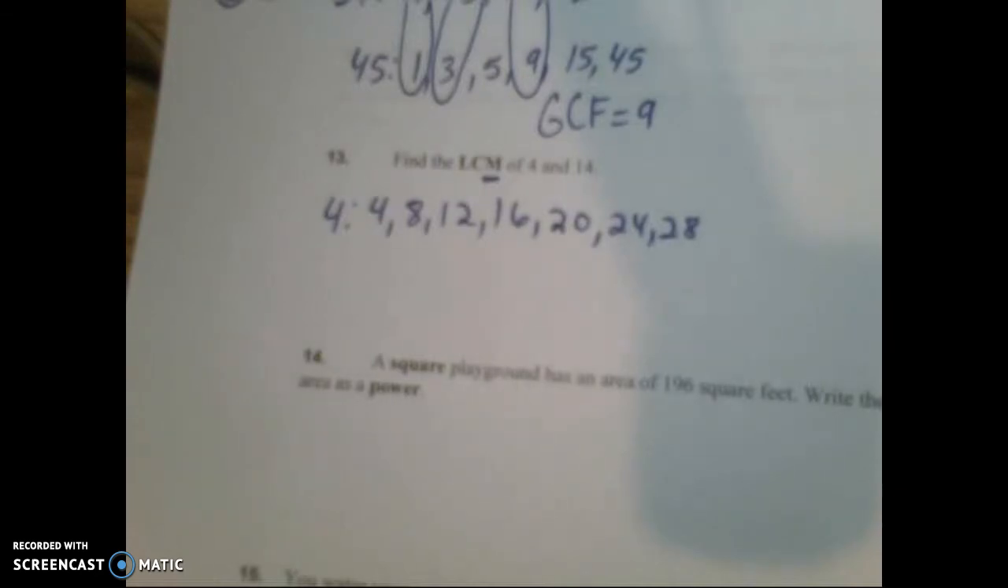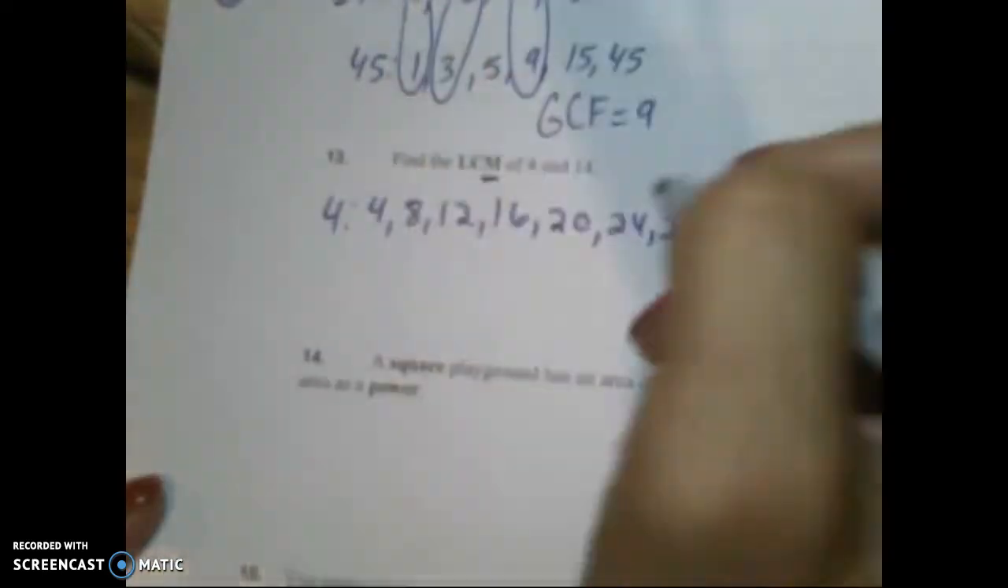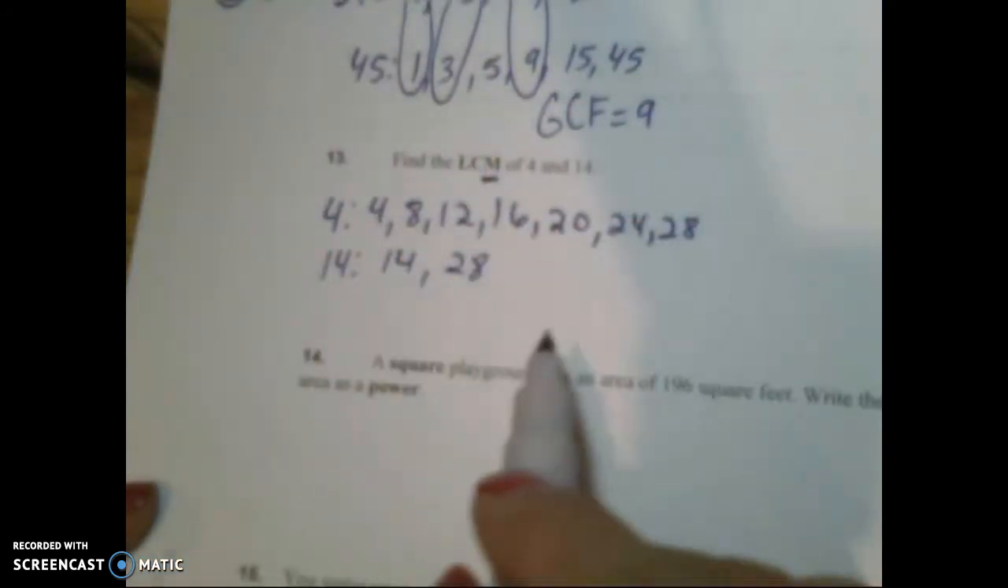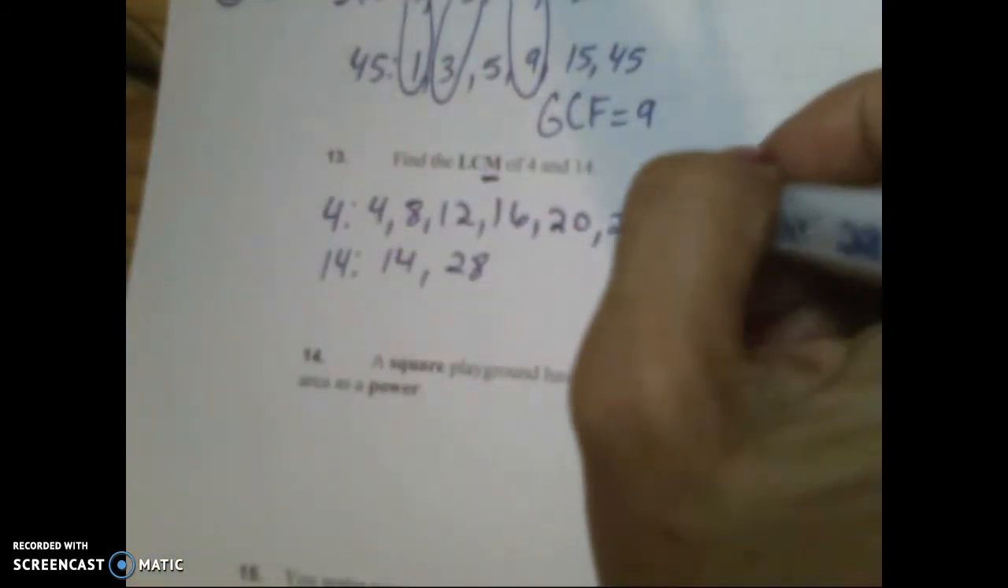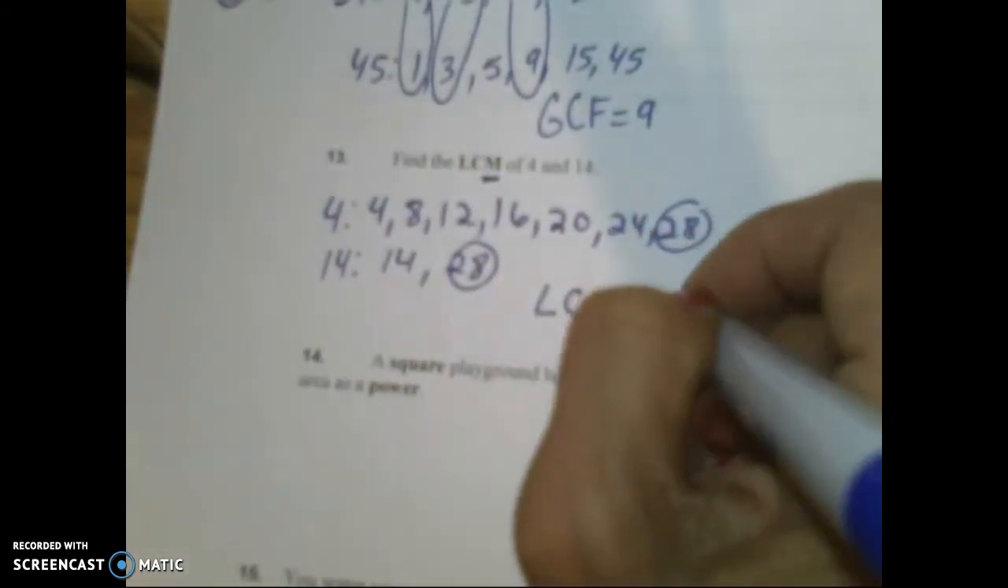And in my head, I kind of can do mental math and say, well, I know multiples of 4. I know 4 and 14. I can see that 14 times 2 is 28. So I'm going to test it. 14 and 28. And I'm going to stop right there. There's no need to list more because I already found the least common multiple between the two. The LCM is 28.